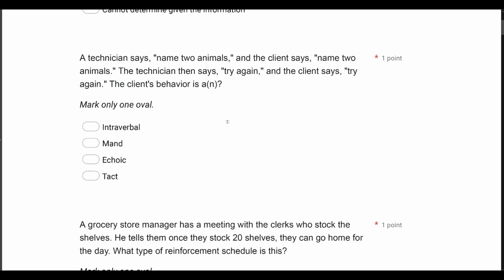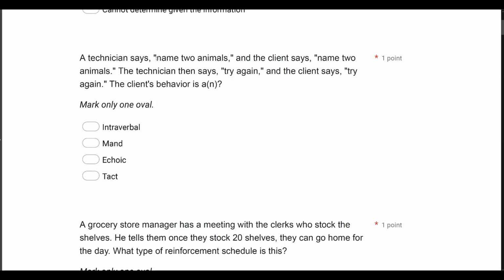So technically, technicians don't need to know these 4 verbal operants for the exam, but it's important that you're aware of them because we talk about them constantly in practice. So we have intraverbal, mand, echoic, and tact. Now, mand is probably what you'll hear the most commonly. It's a request, okay? A tact is a label, and echoic is when the learner is copying what is being said, and then an intraverbal is like a conversation.